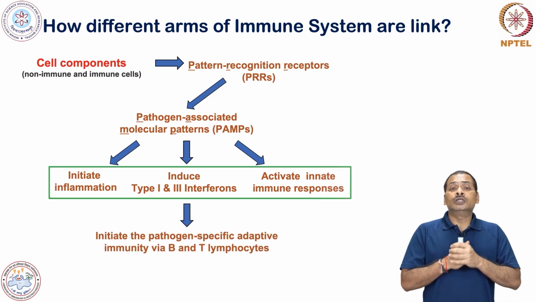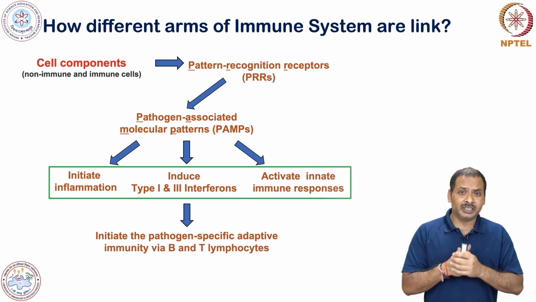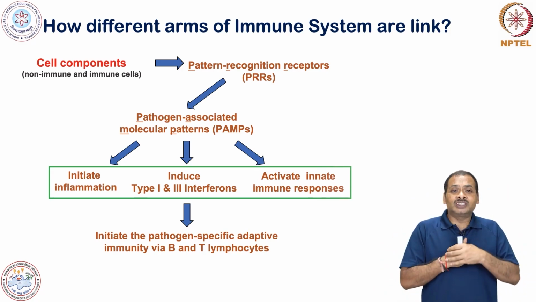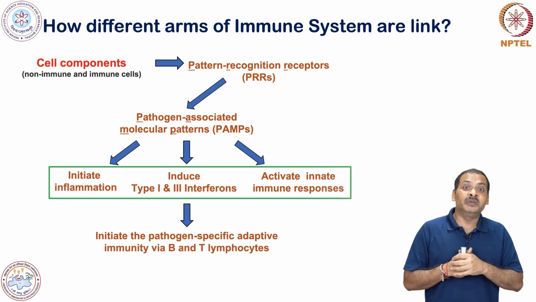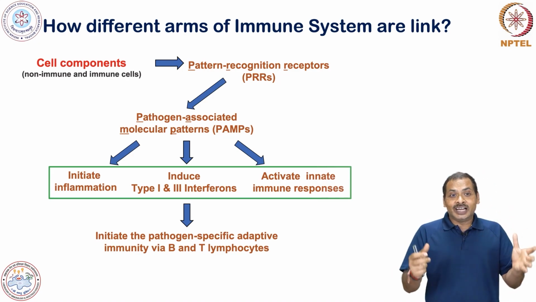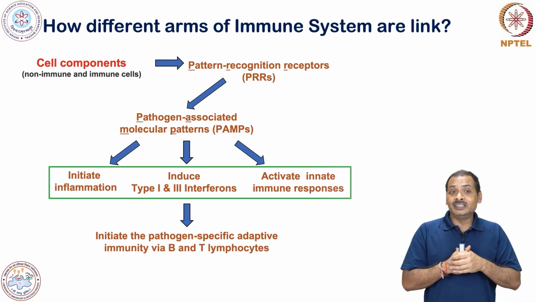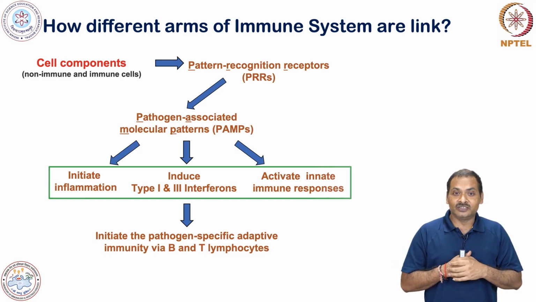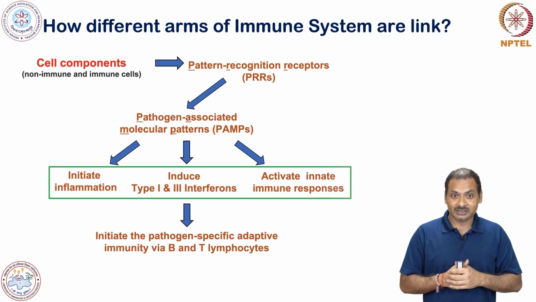However, if the pathogen is not eliminated, then all these responses make a bed for the activation of the adaptive immune response, which is mediated by B cells and T cells. In that way you can see how beautifully innate and adaptive immunity integrate and defend the host against various kinds of microbial infection. With this I will stop here, and in the next lecture I will discuss the various immune organs. Okay, thank you.